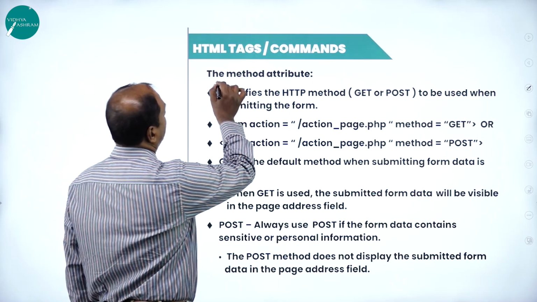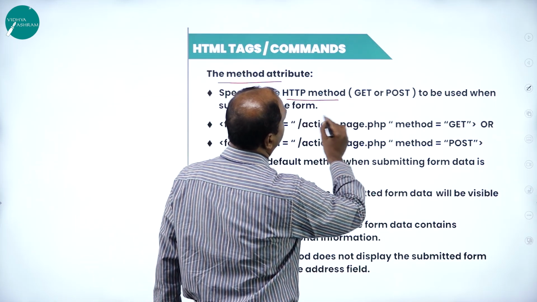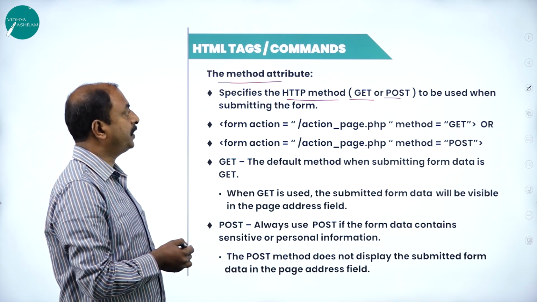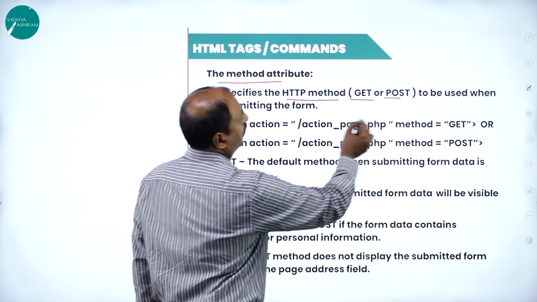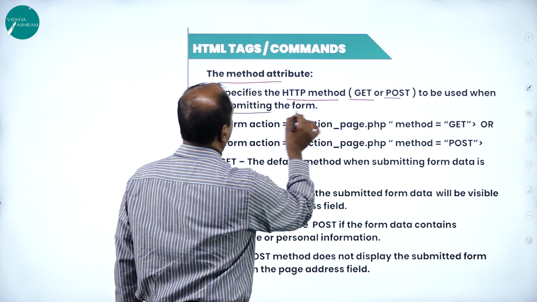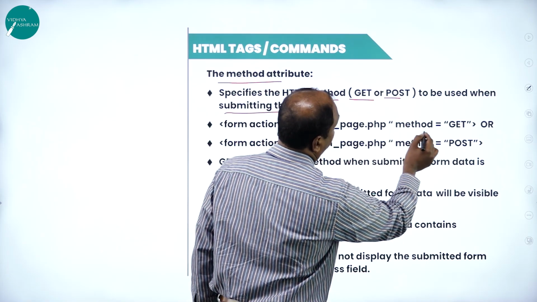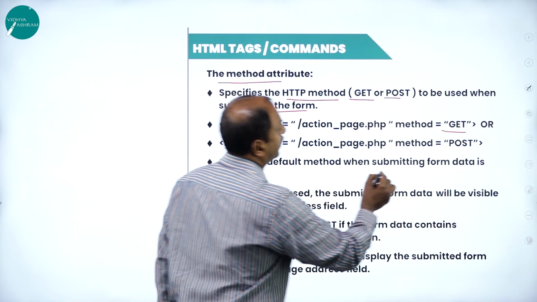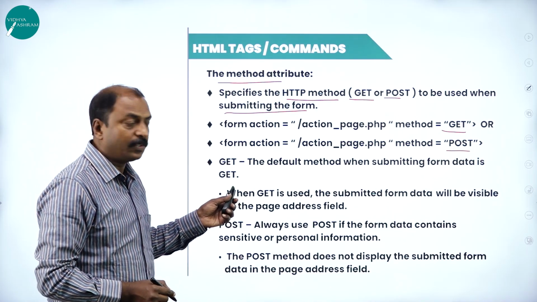Next one is the method attribute. It specifies the HTTP method, which is get or post. These are two different methods we use in electronic forms, used when submitting the form. The syntax is form action, method equals get, or we can write method equals post here.